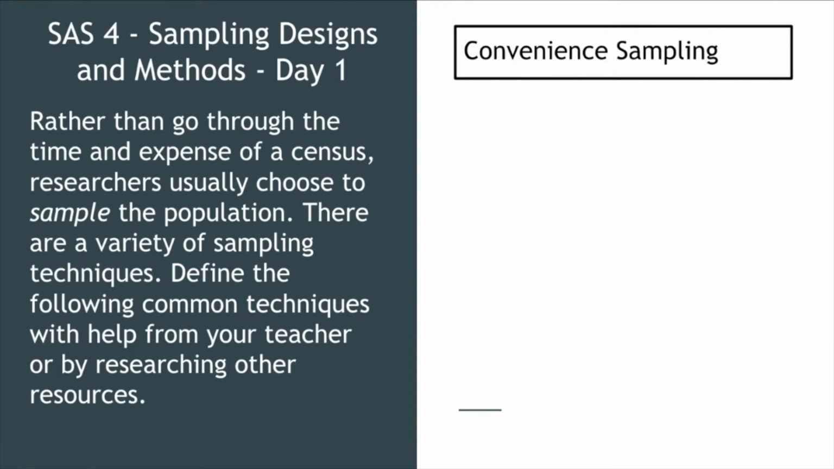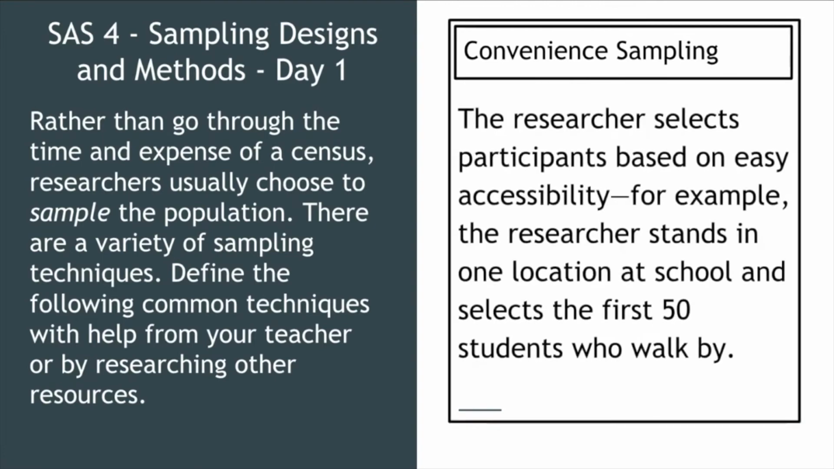All right. Convenience sampling. I'm pretty sure you can understand what this is. Whatever makes it easy for the researcher. The researcher selects participants based on easy accessibility. For example, the researcher stands in one location at the school and selects the first 50 students to walk by, as a convenient method for the researcher.